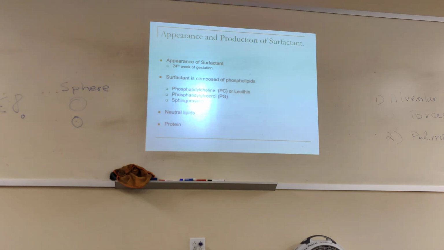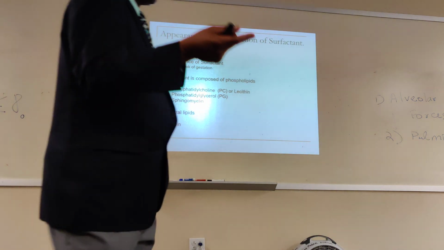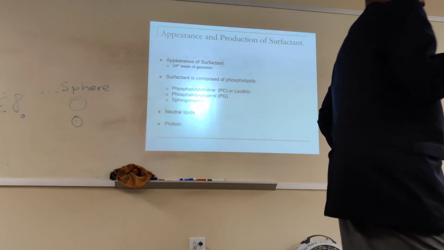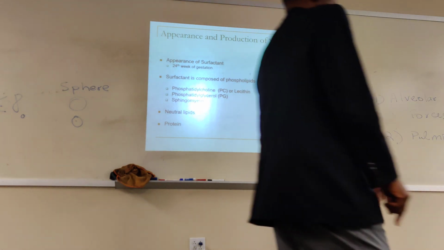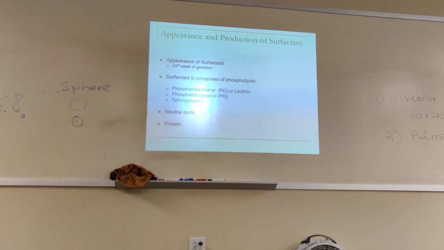Now, there is another type of surfactants that the baby makes during gestational period, and the level of it in the amniotic fluid kind of remains constant throughout gestation, which is the sphingomyelin. So sphingomyelin is another type of surfactant that the baby makes very early in the gestational period, and the concentration of it in the amniotic fluid remains constant throughout gestational period. So we have 3 types, okay?